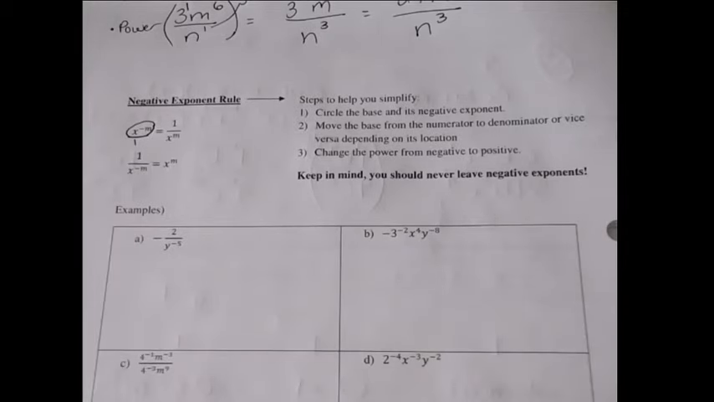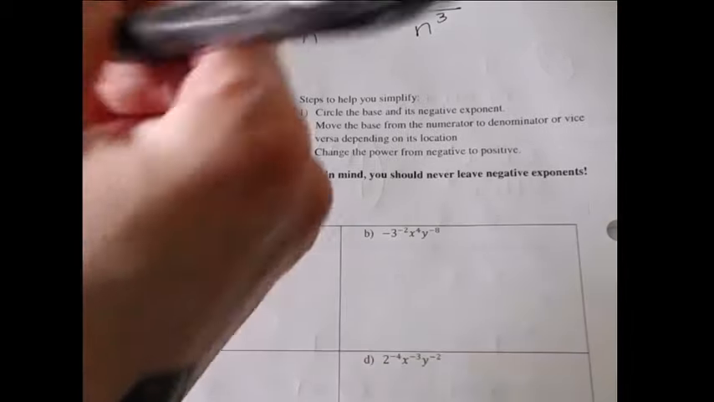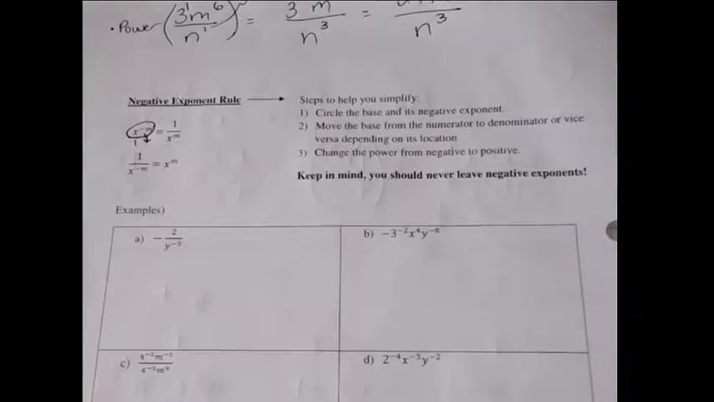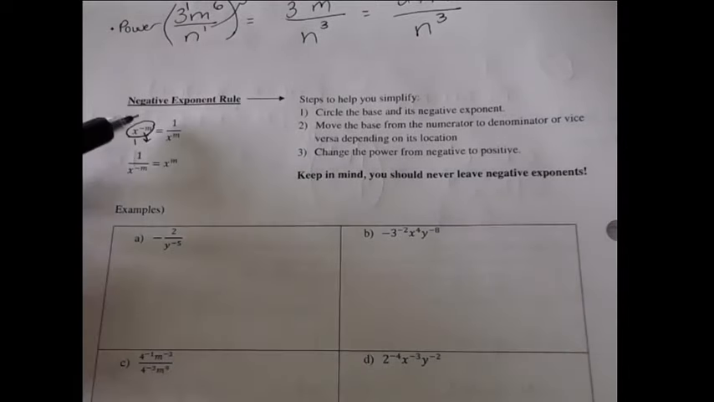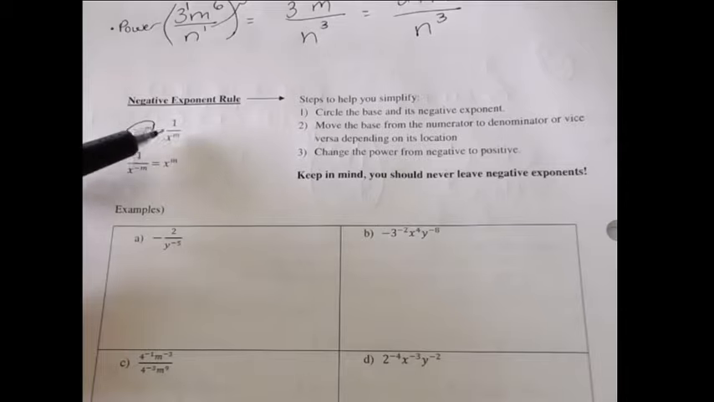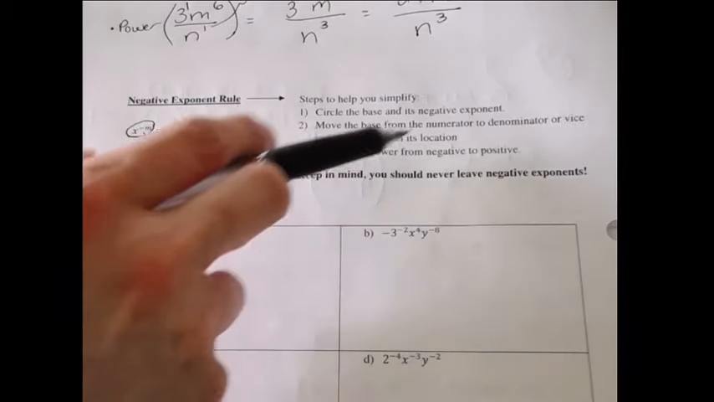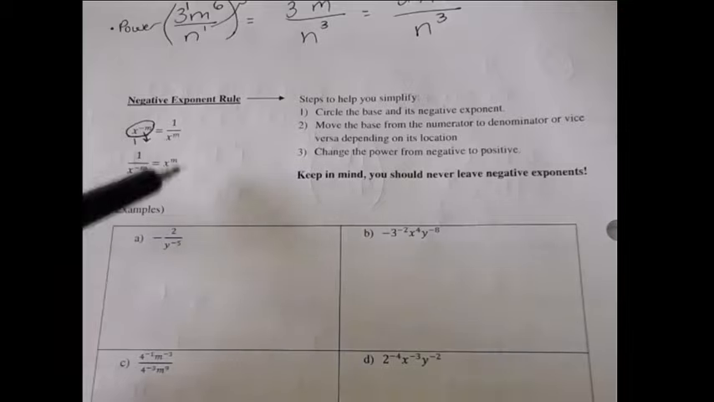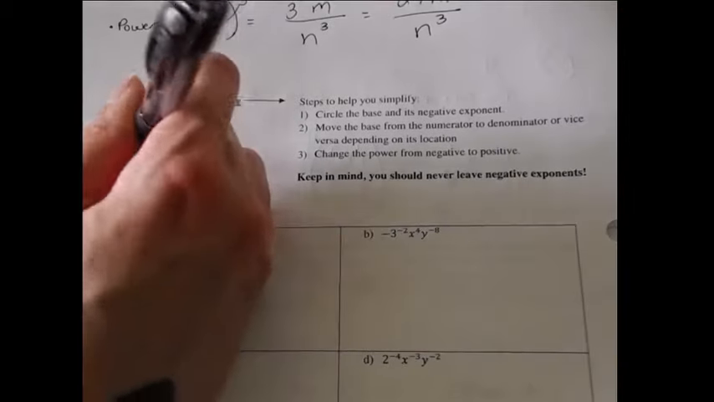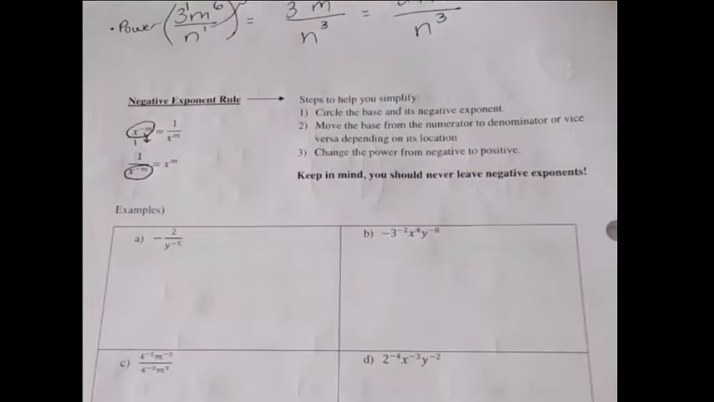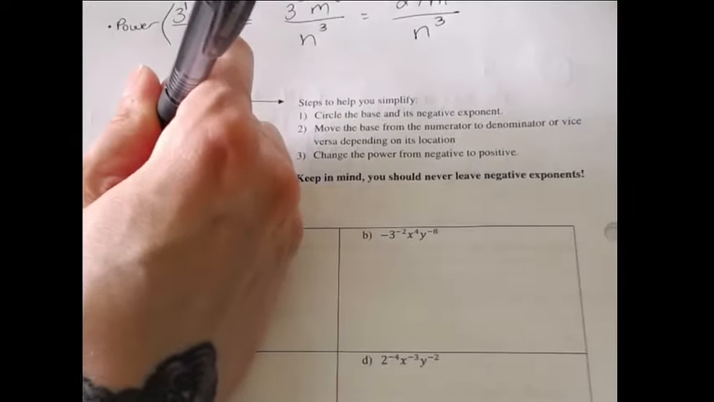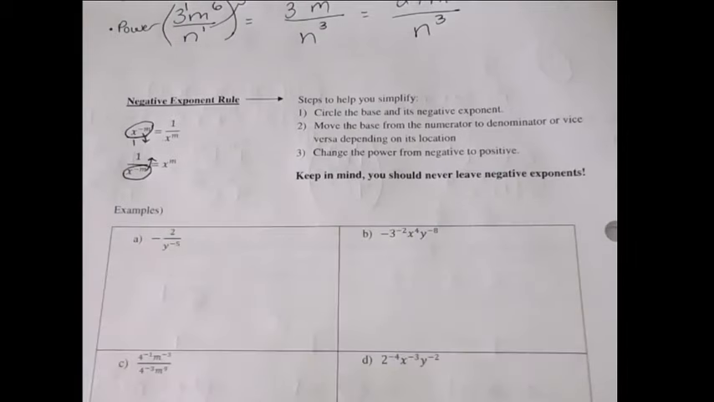Move the base from the numerator to denominator, or vice versa, depending on its location. So notice here, my x to the negative m is in the numerator. So I'm going to draw an arrow that shows, oh, we're going to have to move it to the denominator. When we move it to the denominator, we raise it to the positive power. So we change the power from negative to positive. Similarly, with our second example, x to the negative m is in the denominator. So we're going to move it to the numerator. When we move it to the numerator, we raise it to the positive power.